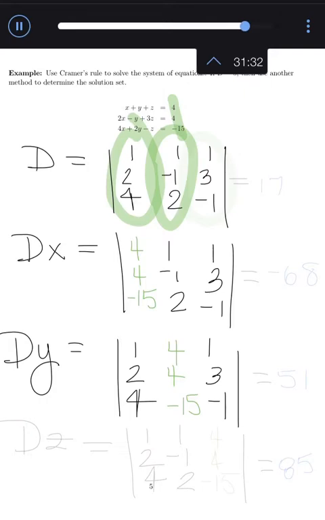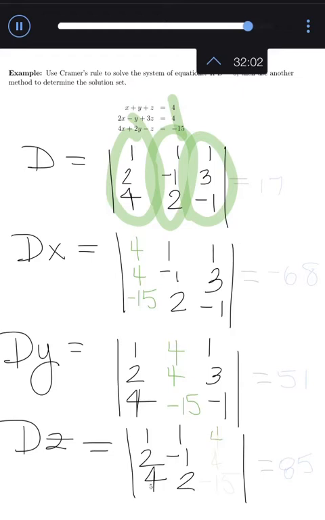And lastly, we need to find the determinant of a third 3 by 3 matrix, which this time the first two columns would stay the same. Only the z column, the last column, would change. So the first column, 1, 2, 4, would stay. And the middle column, 1, -1, 2, would stay. It's just the last column that would replace the z coefficients with, again, our constants, which is 4, 4, -15. So the hard part with this problem would be that you're finding the determinant of not 1, not 2, not 3, but 4 3 by 3 matrices.